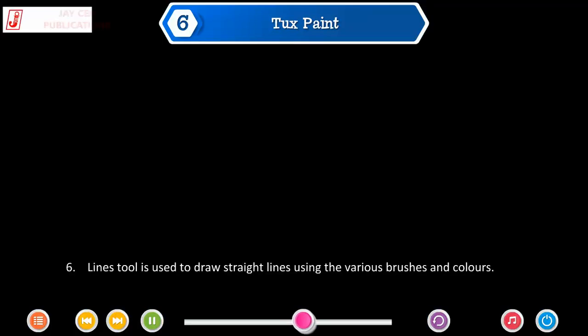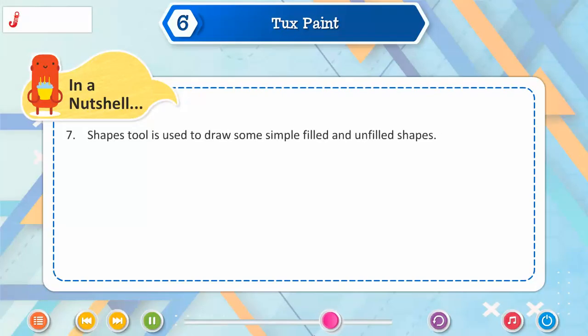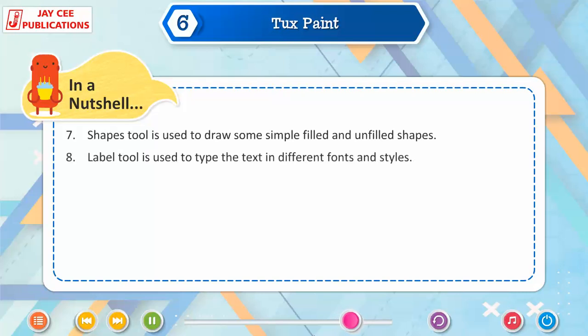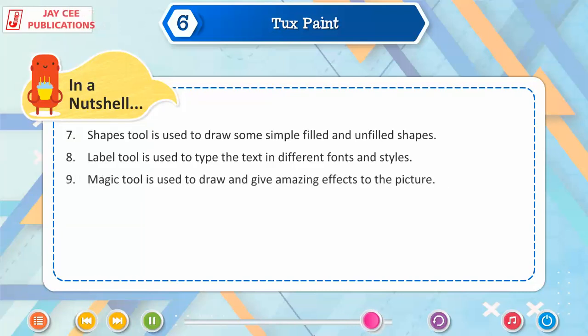6. Lines tool is used to draw straight lines using the various brushes and colors. 7. Shapes tool is used to draw some simple filled and unfilled shapes. 8. Label tool is used to type the text in different fonts and styles. 9. Magic tool is used to draw and give amazing effects to the picture. Fill in the blanks.